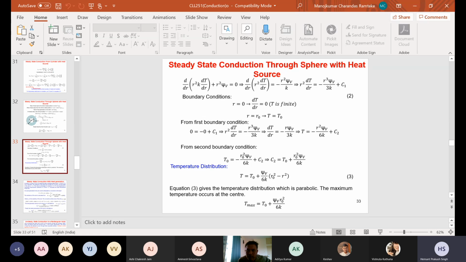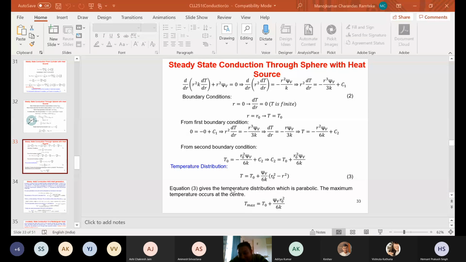But sir, if psi v is multiplied by volume, this is constant. So we know that volume is changing from 0 to r. So this implies that psi v should also change from 0 to r so that the overall Q is constant. What you are trying to say? Please come again. You are saying that the volume is changing, that's why psi v should also change.